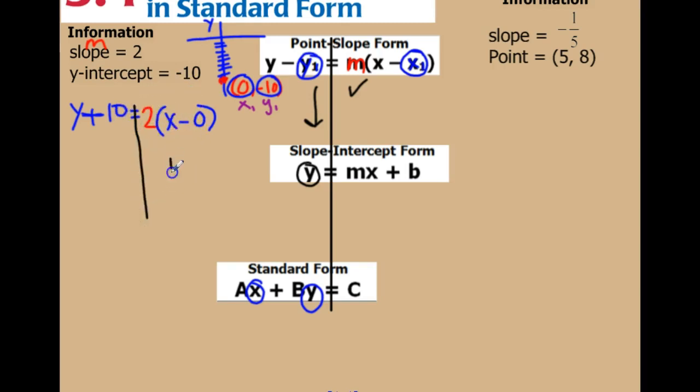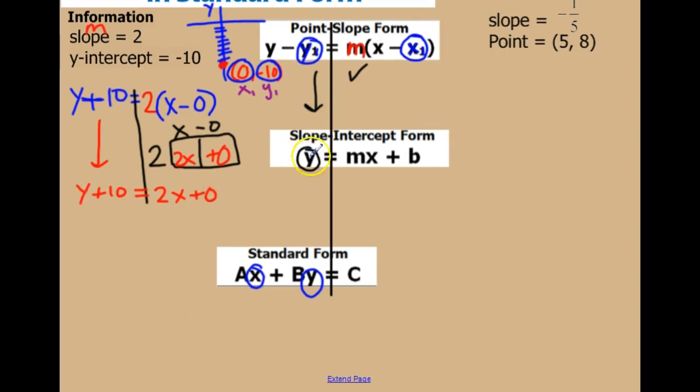So I'm going to distribute, or draw my box to multiply. 2 times x here, 2 goes out front, and then we have x minus nothing. So we know 2 times x is just 2x. 2 times 0 is just 0. It doesn't matter if it's a plus or a minus, it's just 0. So I'm going to rewrite what I have. I have y plus 10 equals 2x plus 0.